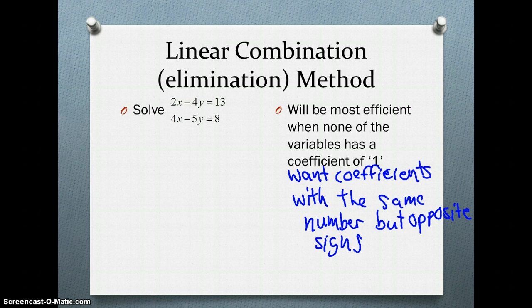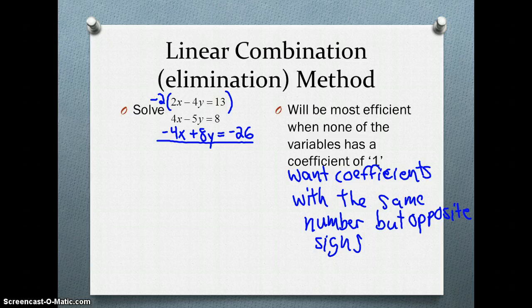So if we look, I have 2x minus 4y equals 13, and I have 4x minus 5y equals 8. If I look here, I see that this 4x is a multiple of 2x. So we'll do this by multiplying the top equation, everything, by negative 2. When I multiply everything by negative 2, we get negative 2 times 2 is negative 4x. Negative 2 times negative 4y is positive 8y. And negative 2 times 13 is negative 26.